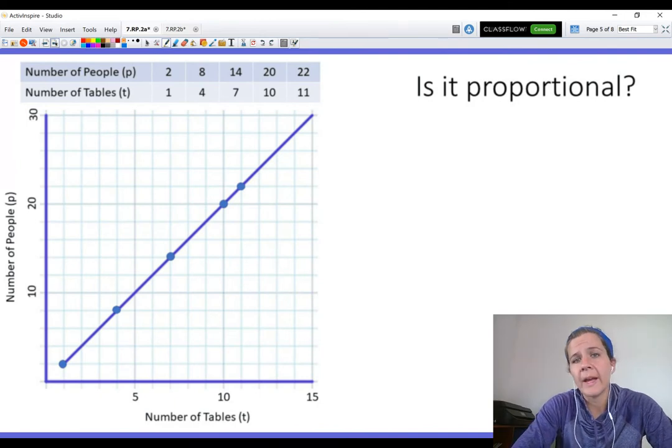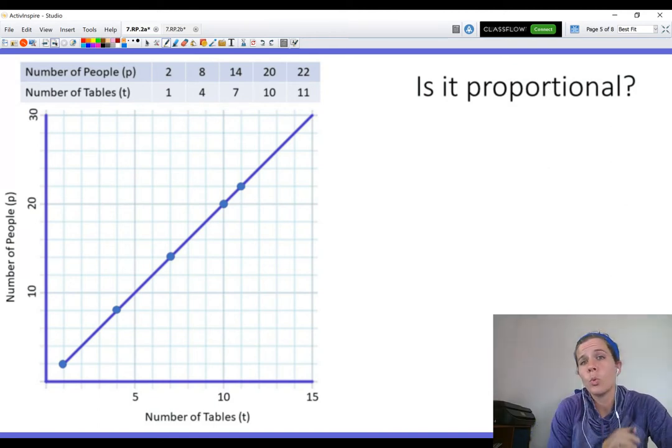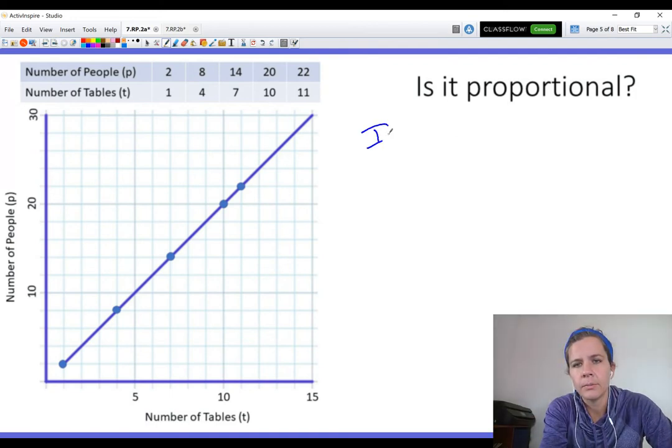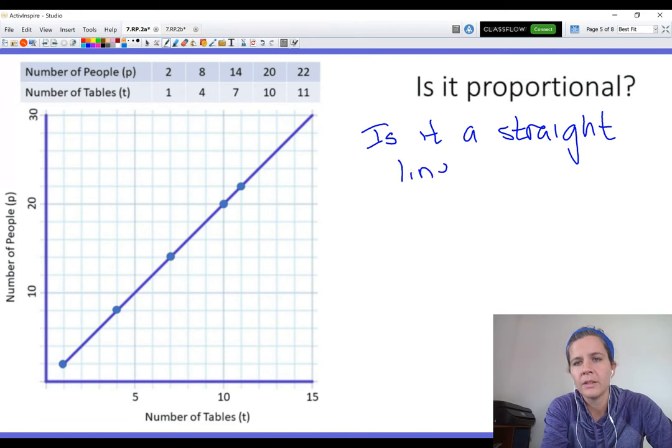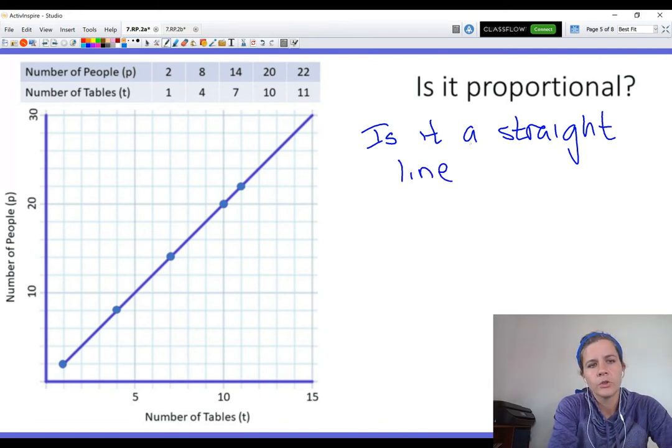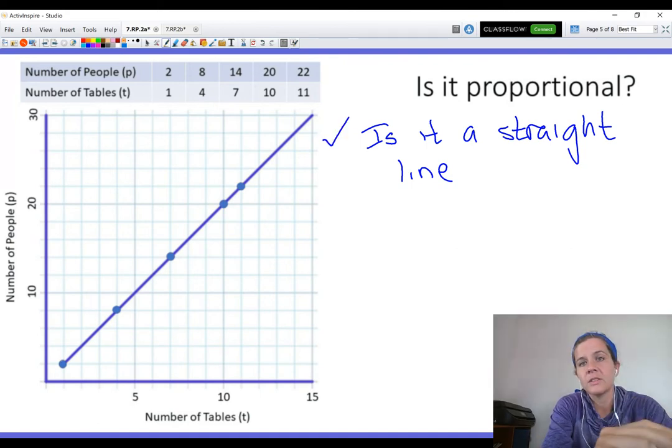So now let's look at a graph and see if they're proportional. We're going to start with the blue example that we had, the number of people to the number of tables. When we see a graph, the question we want to ask is, is it a straight line? When we plot these points, does it give us a straight line? I plotted the points, it gave us a straight line. So that's the first question. So yes, but there is a second question.